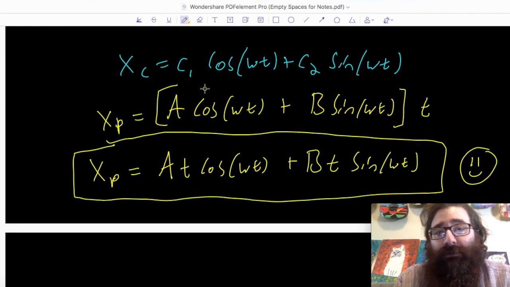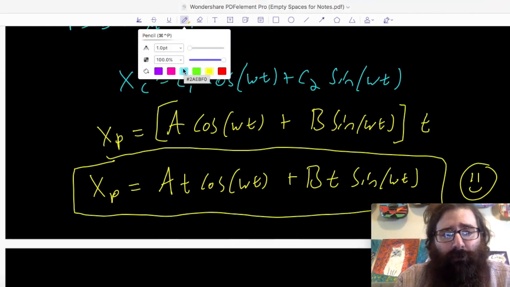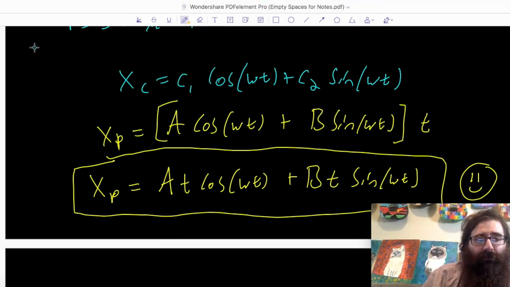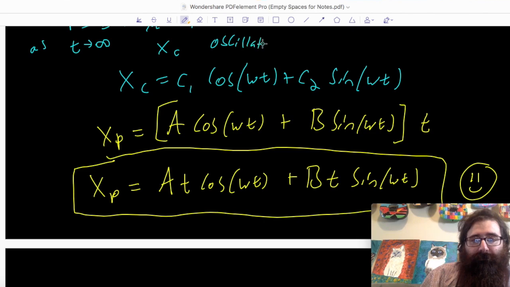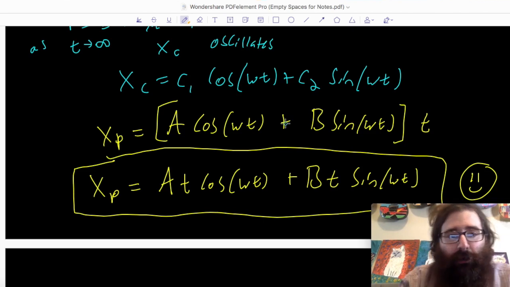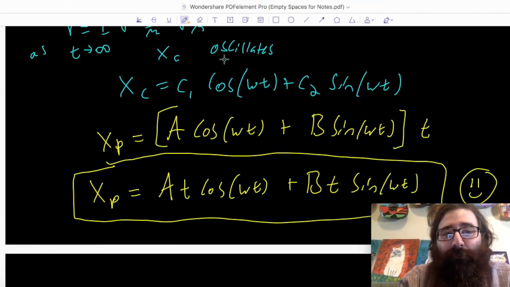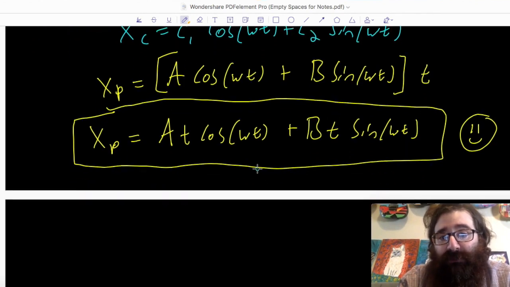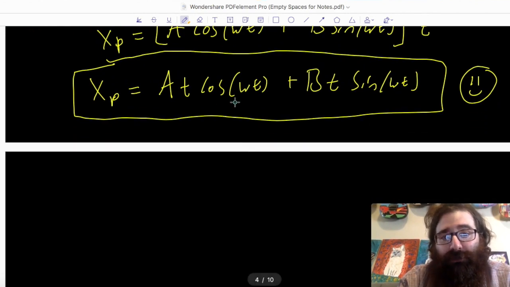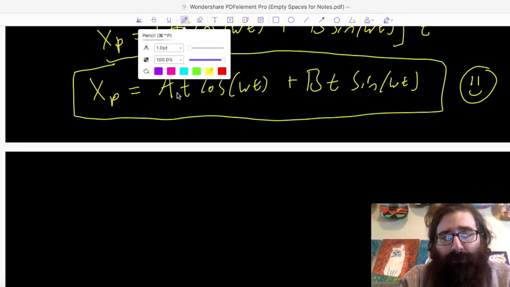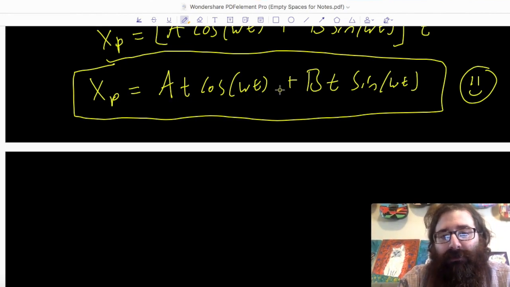Well, the complementary solution, so I can jot an idea up here in blue, as t increases, and this is for an undamped system, as t heads to infinity, this complementary solution, x sub c, oscillates. It's just cosine and sine, so it's just going to be oscillating, relatively harmless behavior. But since the frequency of the natural system, the free motion system, matched with the frequency of the forcing function, my particular solution is now of this form, this number a times t times cosine omega t plus some number b times t times sine of omega t.